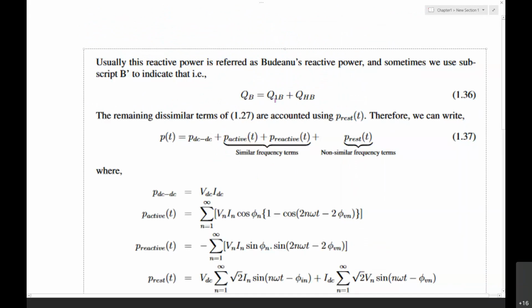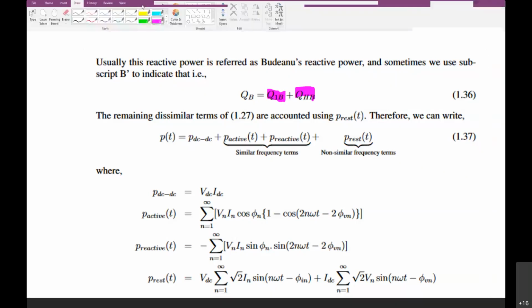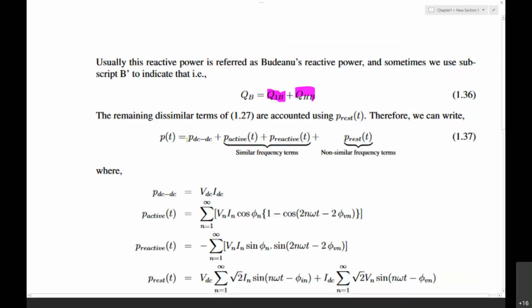Yeah, this is about Budeanu's reactive power, which they call fundamental reactive power as well as harmonic reactive power. In the equation 1.27, compared to the earlier one, and even with the 1.30 equation, they have found this to be the DC power, and the similar frequency components, which we can figure out as P(t) active and P reactive(t).